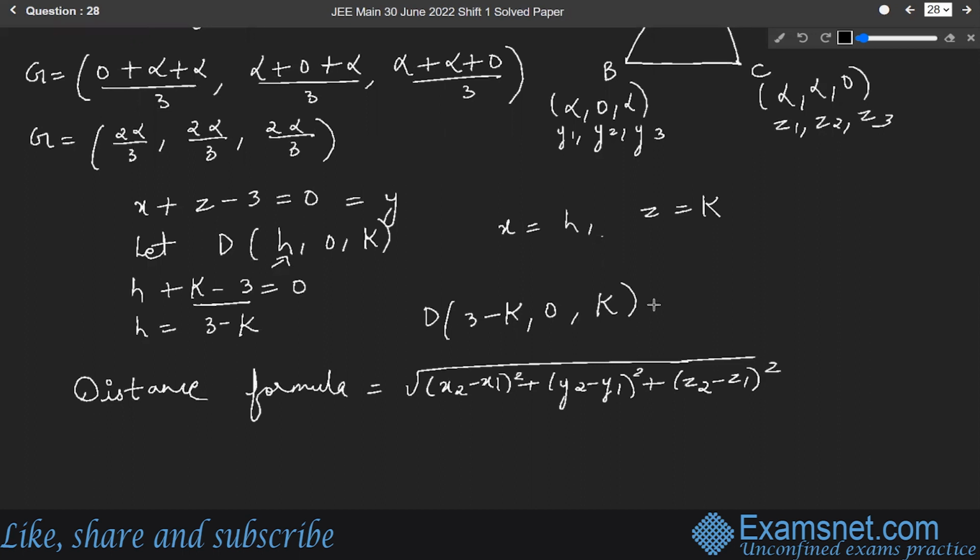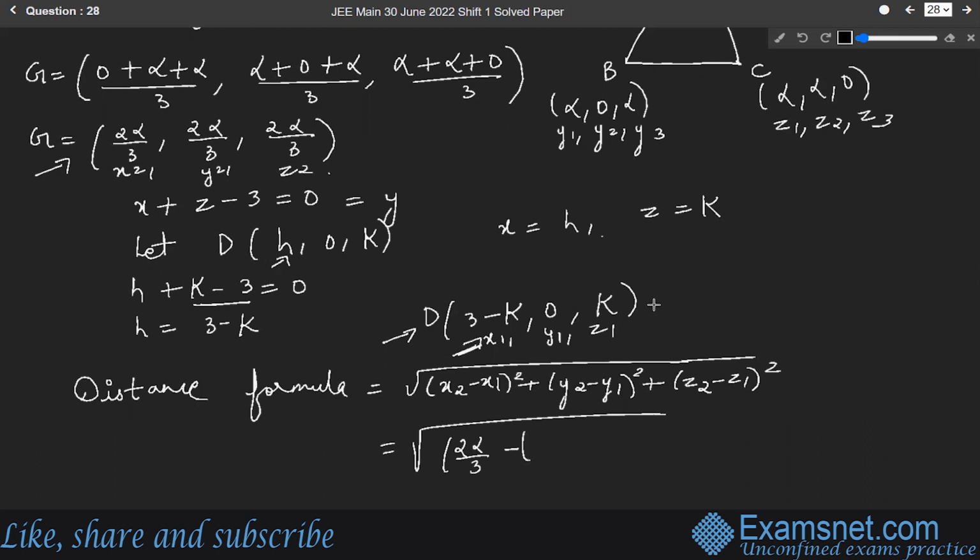We have 2 points G and D. This is the point G and this is the point D. G has 3 coordinates and D also has 3 coordinates, right? So first is x2 minus x1. It means we have to let the values. So let this be x1, y1 and z1, and let this be x2, y2 and z2. So x2 minus x1. What is x2? It is 2 alpha by 3, minus x1. What is x1? 3 minus k.